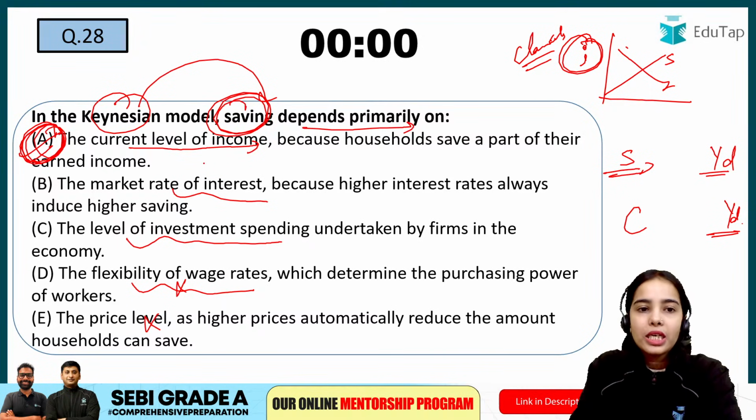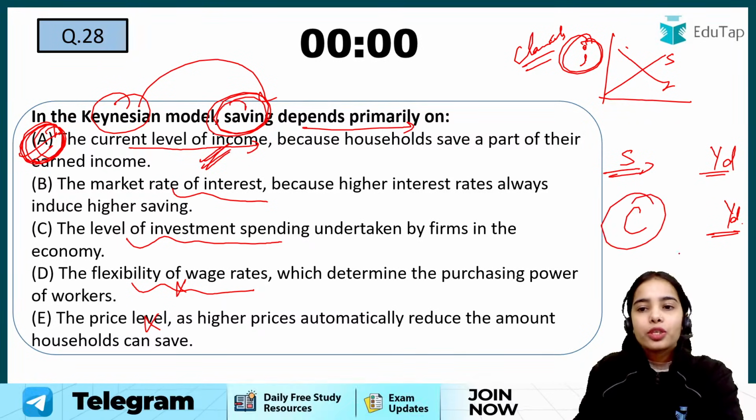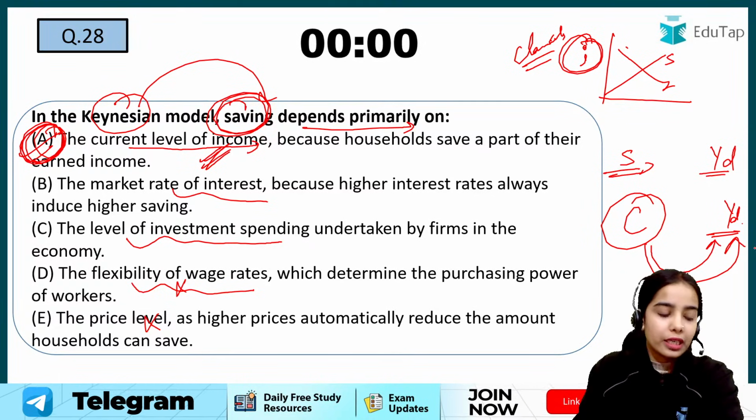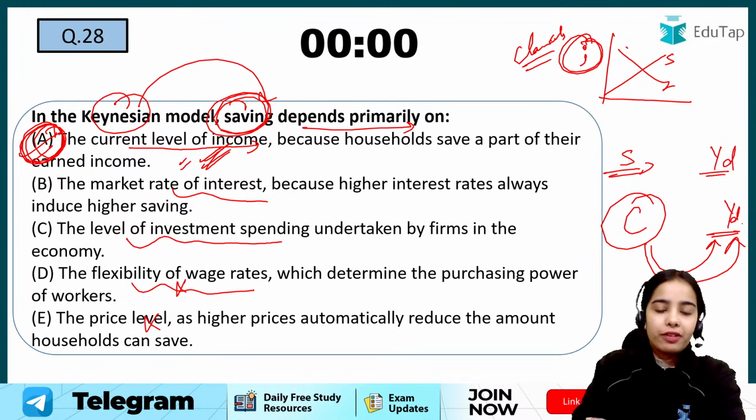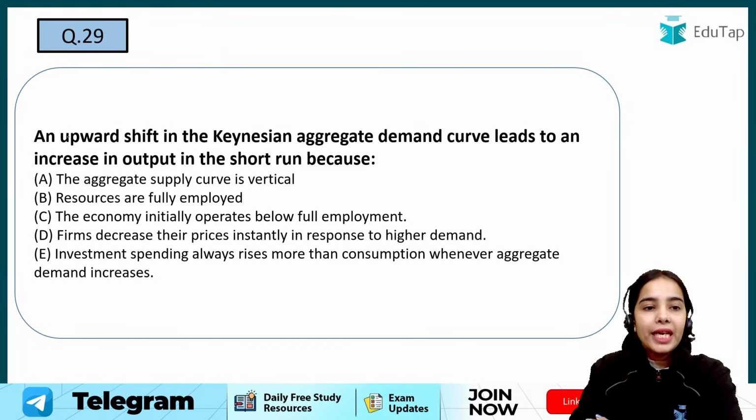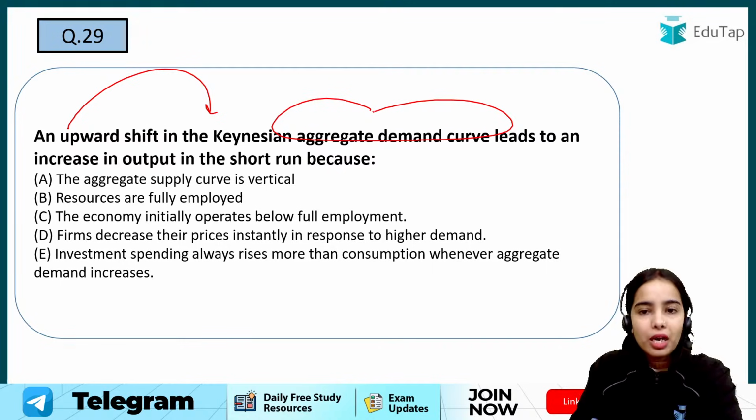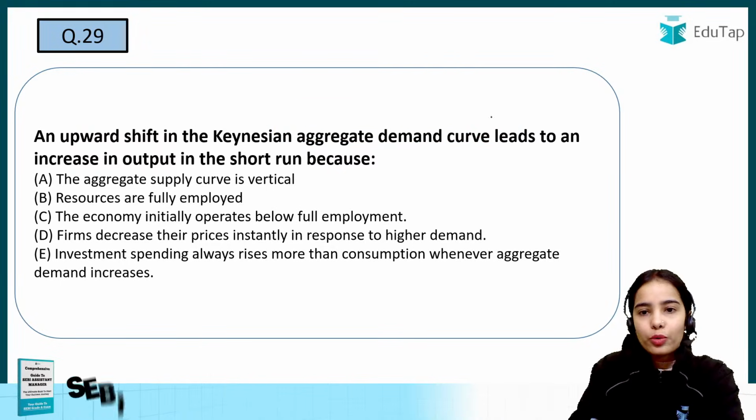Saving depends upon the current level of disposable income, and consumption also depends upon the current level of disposable income. Yes, no income, no saving. So current level of income. A is the answer.